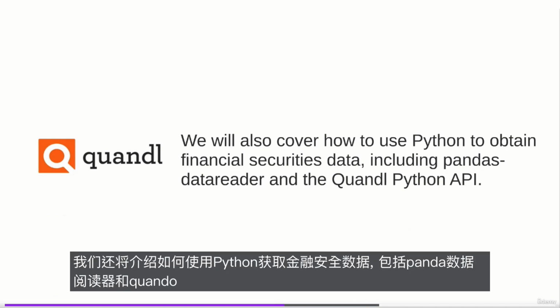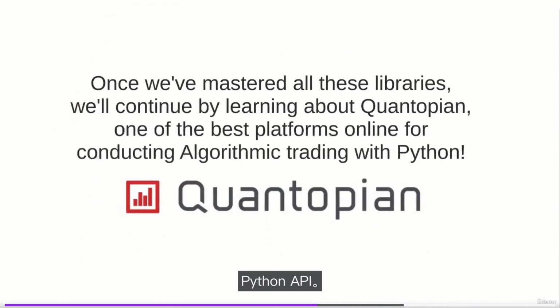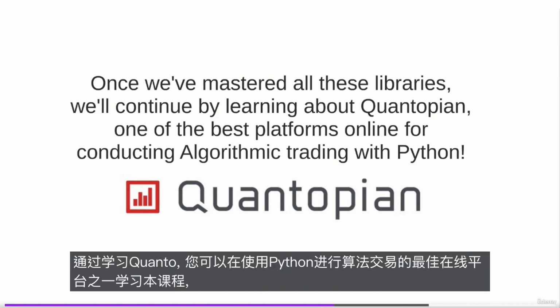We will also cover how to use Python to obtain financial securities data, including Pandas DataReader and the Quantopian API. Once we've mastered all these libraries, we'll continue by learning about Quantopian, one of the best platforms online for conducting algorithmic trading with Python.